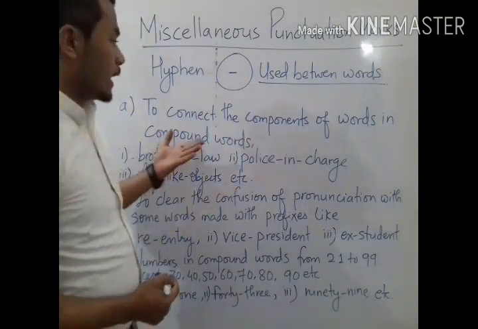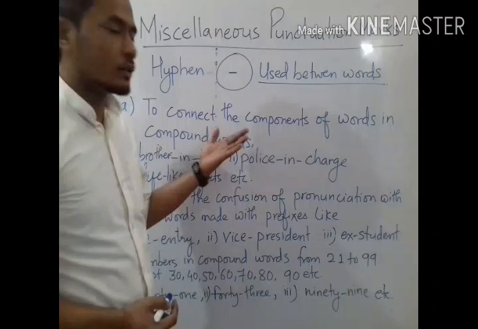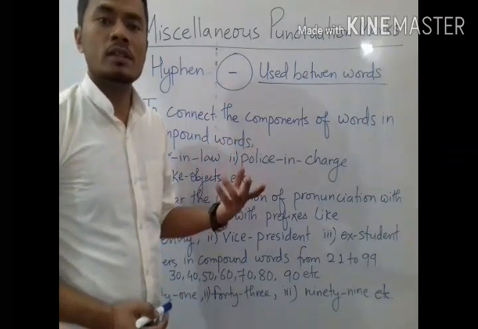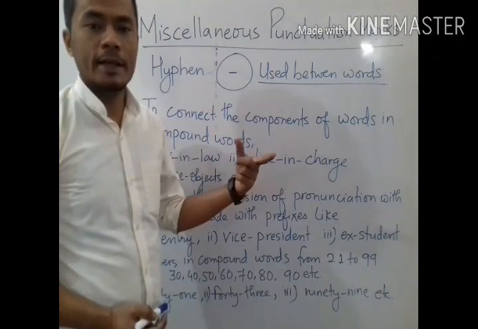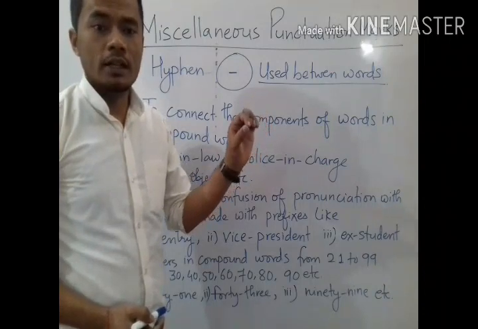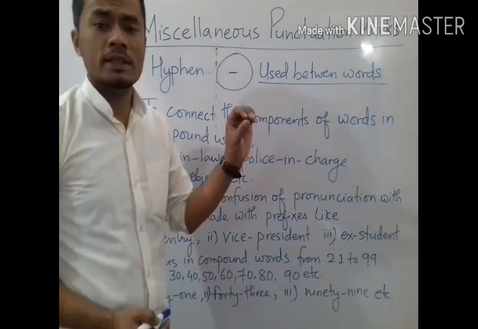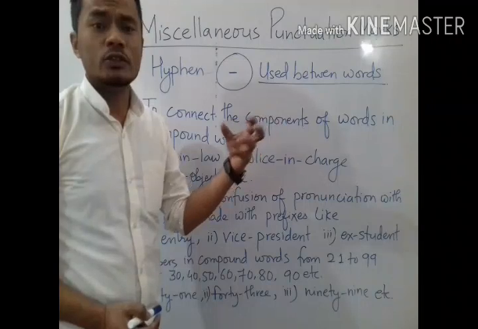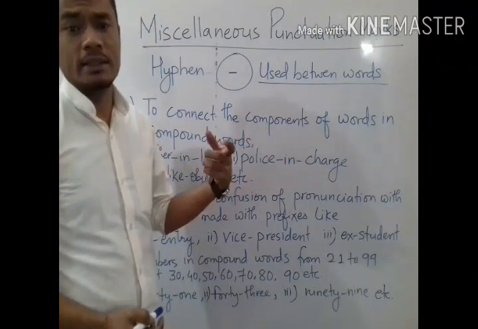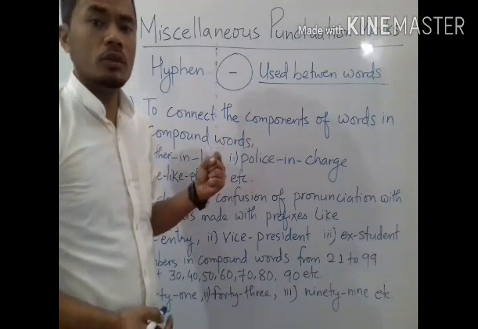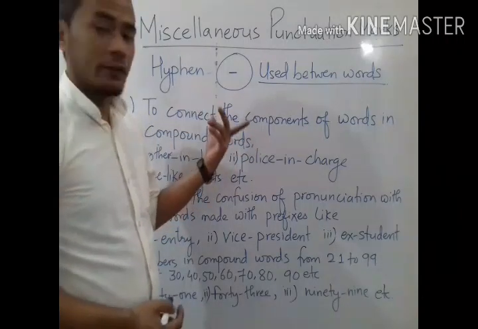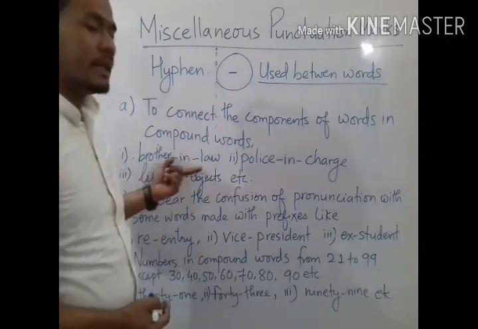Now see here, a hyphen is used to connect the components of words in compound words. Sometimes compound words are too long. So to indicate the components of these compound words, how they are connected to make one compound word, how the letters are related to frame one compound word, in that case also we have to use this hyphen. Like brother-in-law.